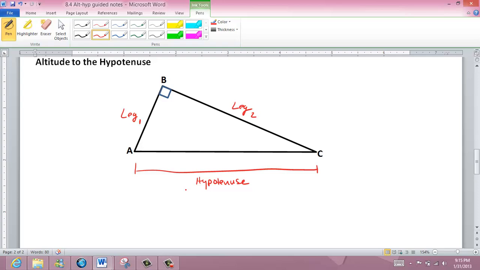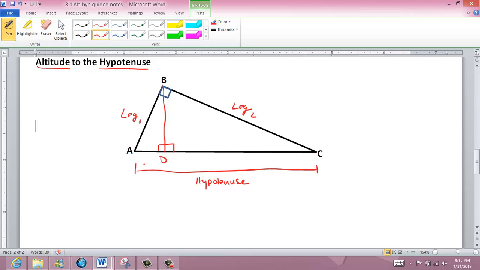Now what we're basically going to do here is draw in an altitude to the hypotenuse. If you remember, an altitude is a segment that is drawn from a vertex perpendicular to the opposite side. So I'm going to start at vertex B, and I'm going to draw an altitude to the hypotenuse, which means since it's perpendicular, it's going to create right angles here. Now what we're going to do is name this intersection point, point D.